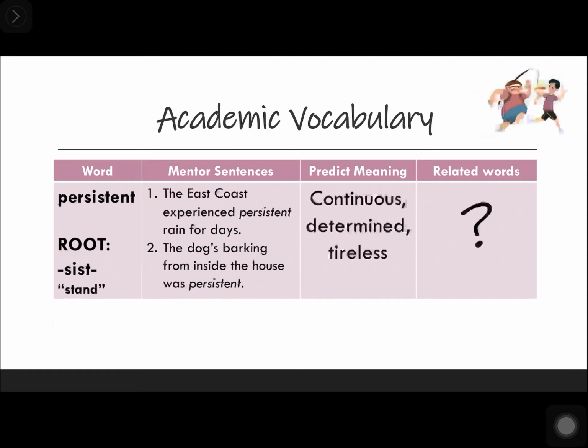Let's see if you can find some related words, maybe words that have a similar meaning or words that use sist in them. Persist, exist, resist. Remember, you are allowed to use other sources to help you with the related words.